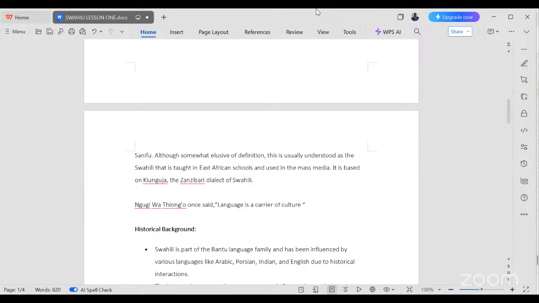And that's why this class we are having is very important, to bring us back close to where we should be, so that we can also decolonize a culture we've borrowed with the language.